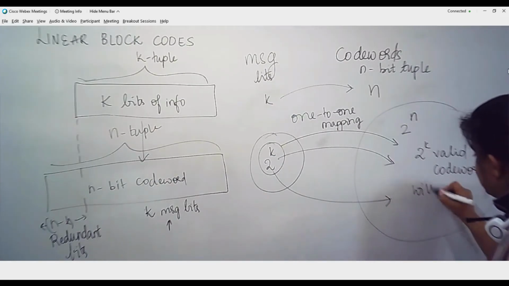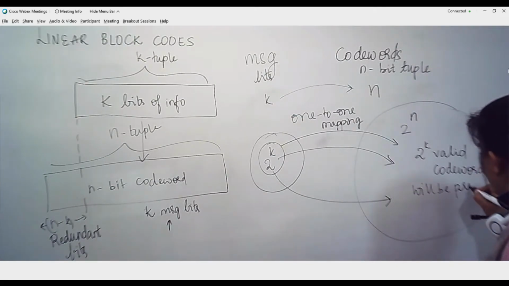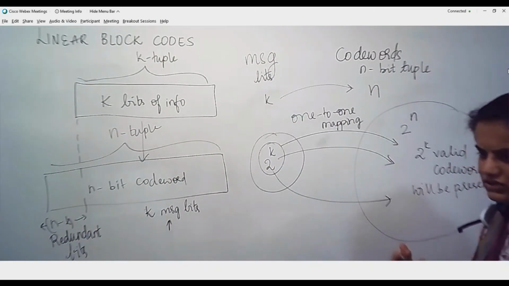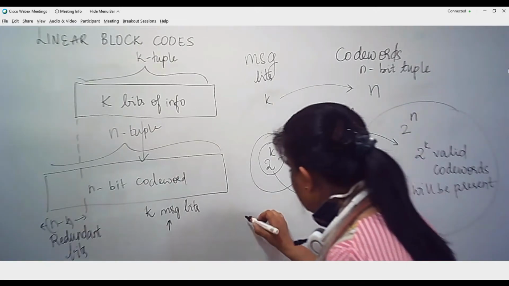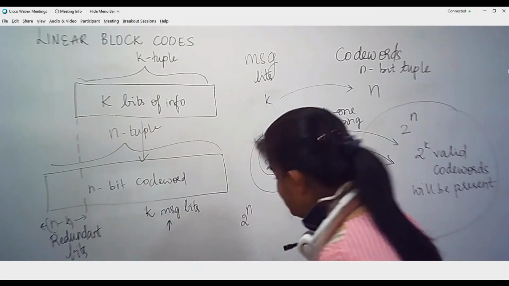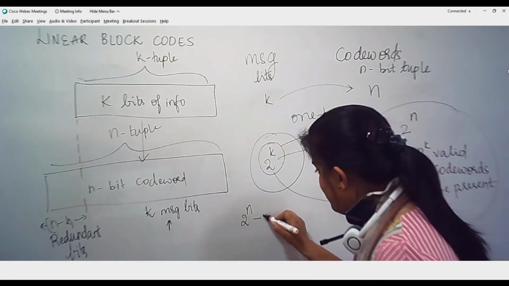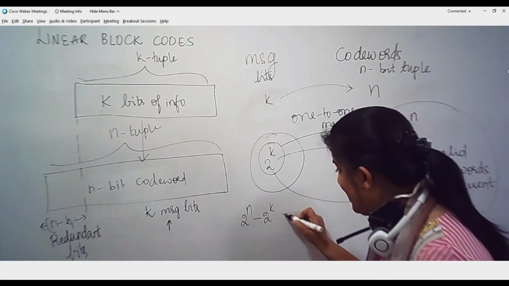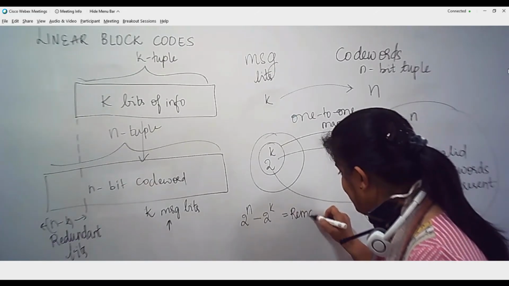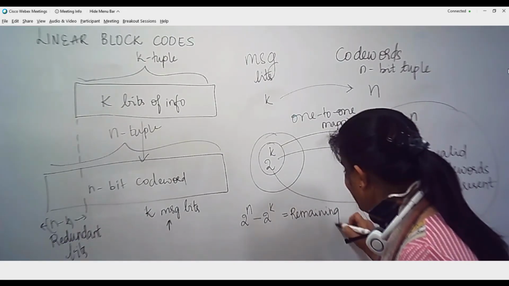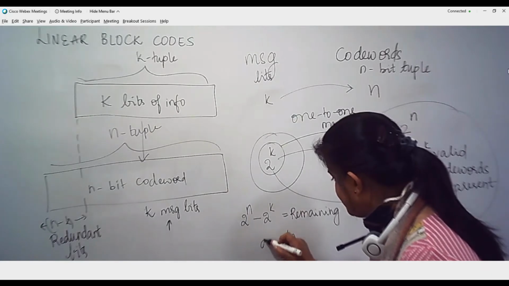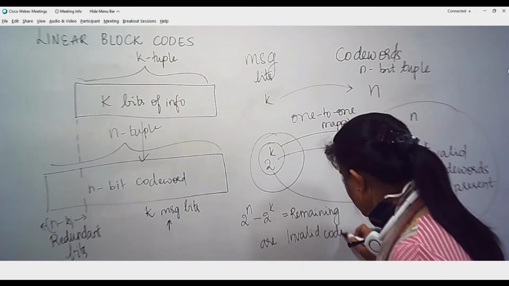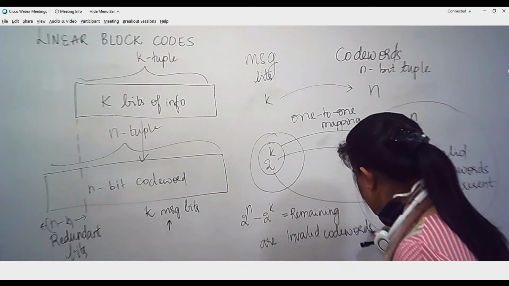Will be present. What will happen to the other set of code words? They are invalid, or you can call them erroneous code words. That means out of 2 power n, if you remove the 2 power k combination of valid code words, the remaining are invalid code words. Okay, you need to know this. This is very much important.